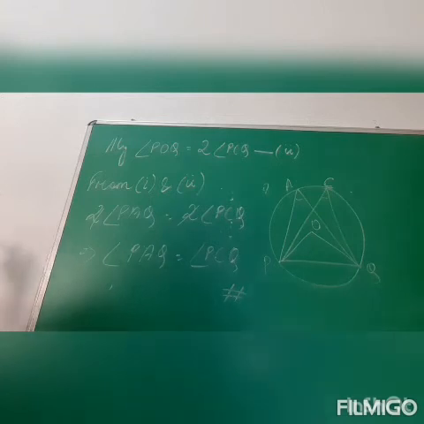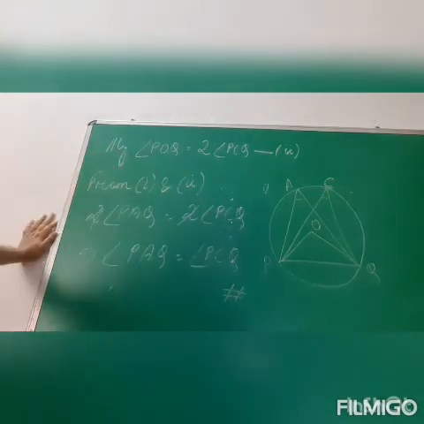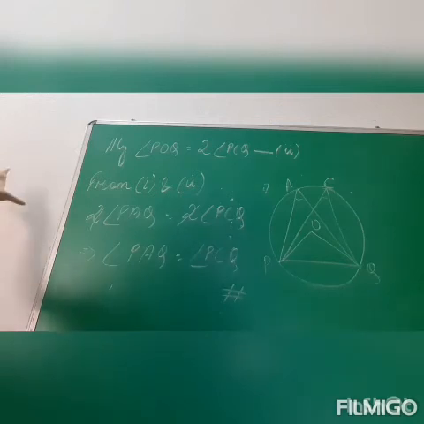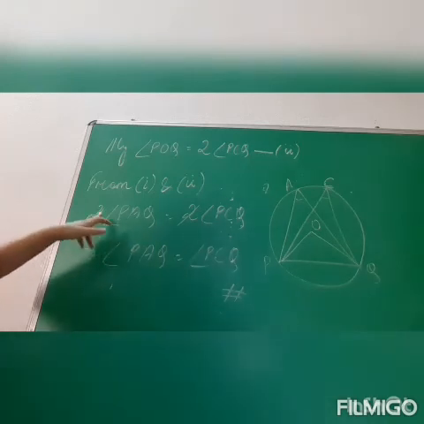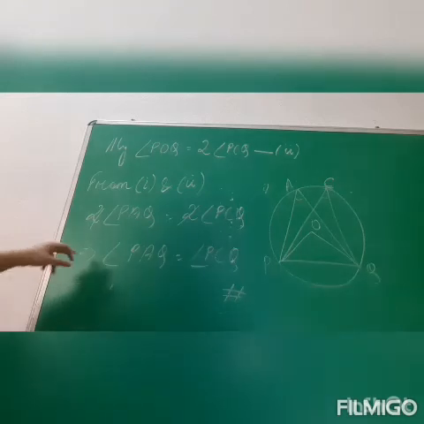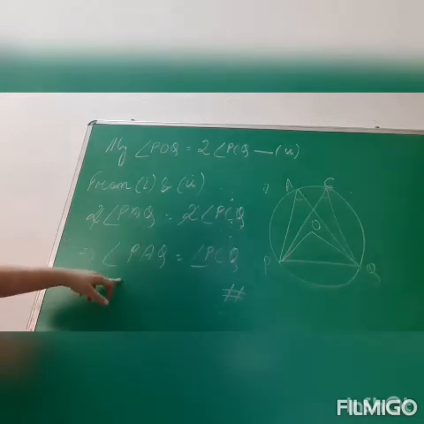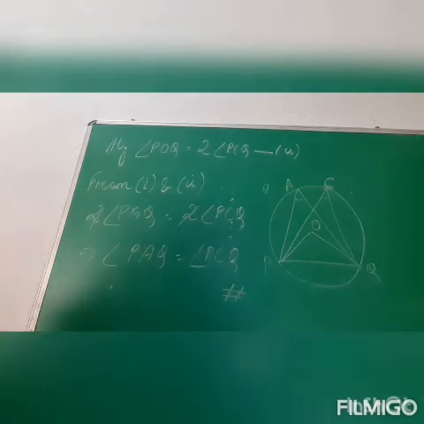Now, keep the previous one as equation number 1 and name this equation as equation number 2. So, from 1 and 2, you see the left hand side is equal, that is angle POQ. So, we can write here that twice of angle PAQ from the first equation is equal to twice of angle PCQ from the second equation. Cancel the 2, we will get here angle PAQ is equal to angle PCQ, which is required to prove.